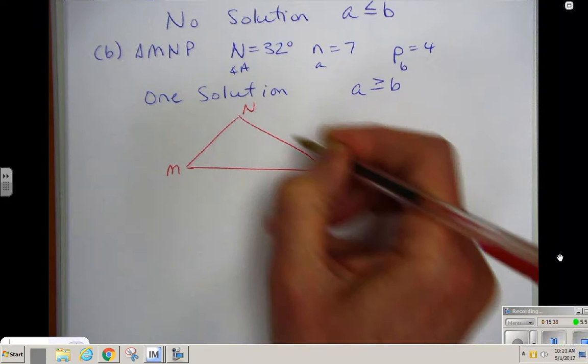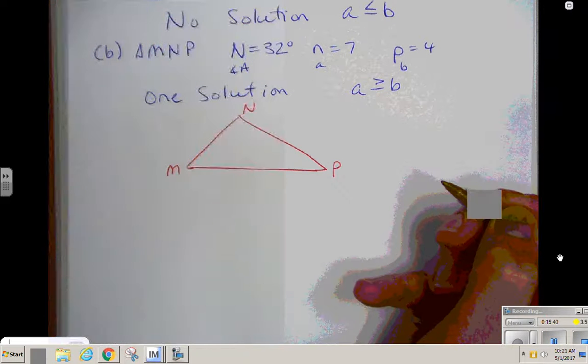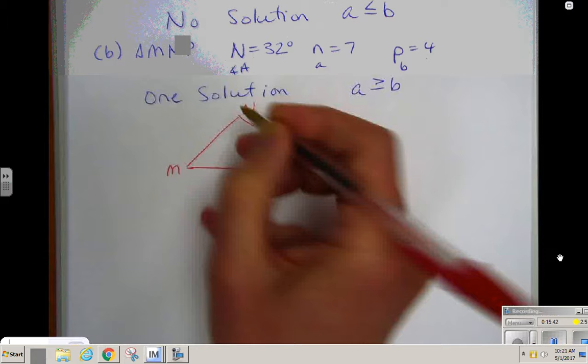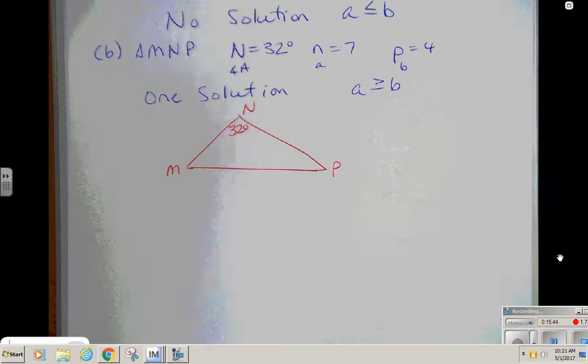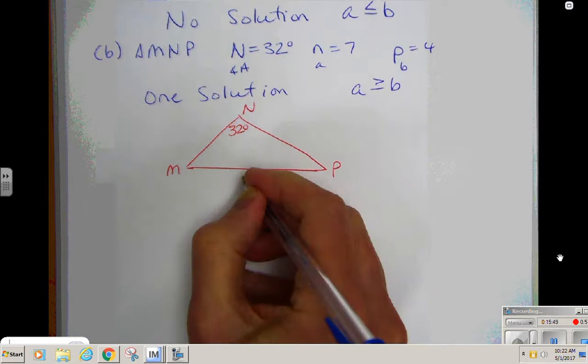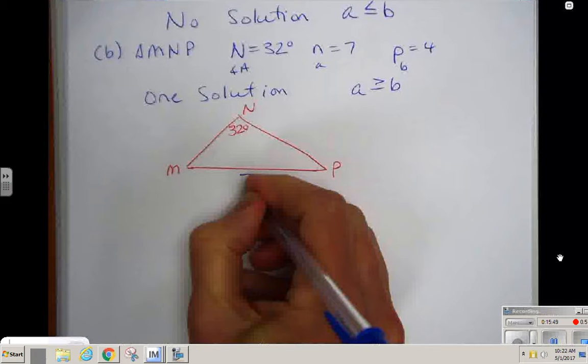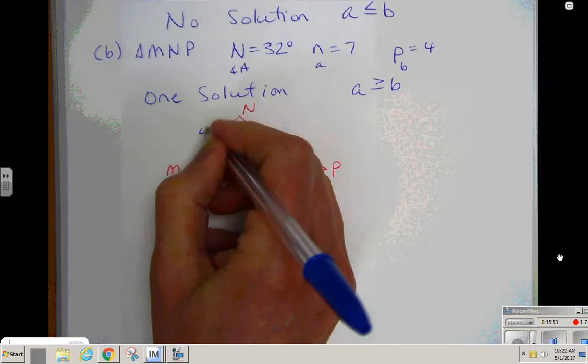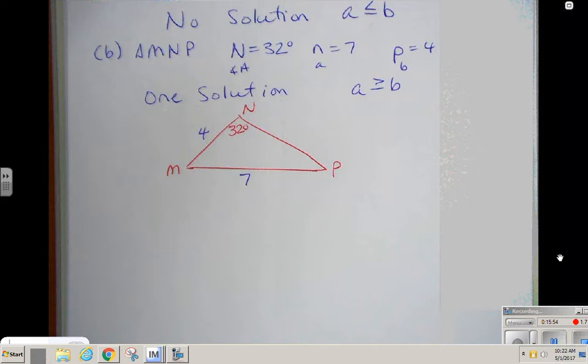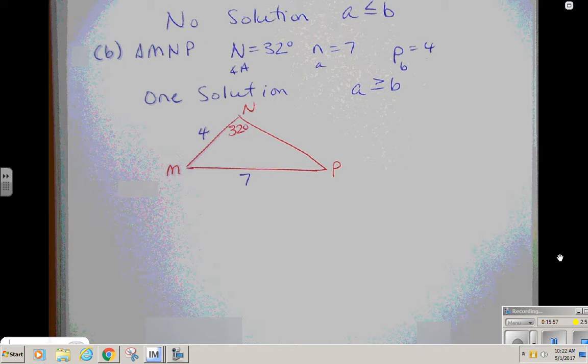And label the vertices. Angle N is 32 degrees. Side N is 7, so across from angle N, that's going to be 7. And side P is 4, so across from angle P is 4. We're going to use the law of sines to solve for my unknown parts.